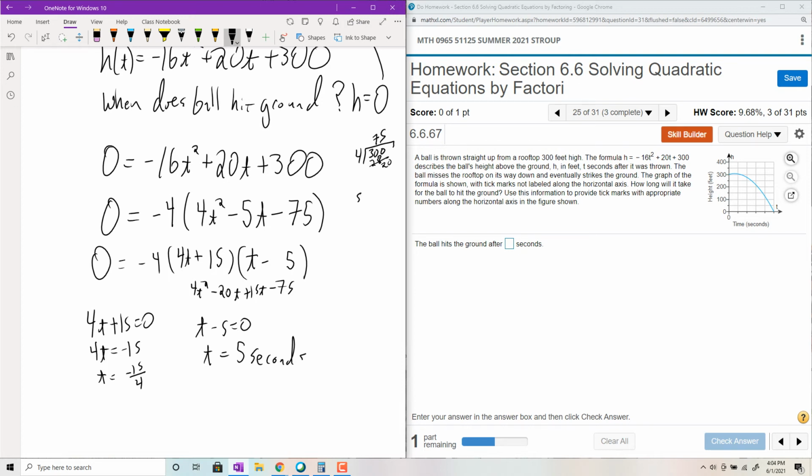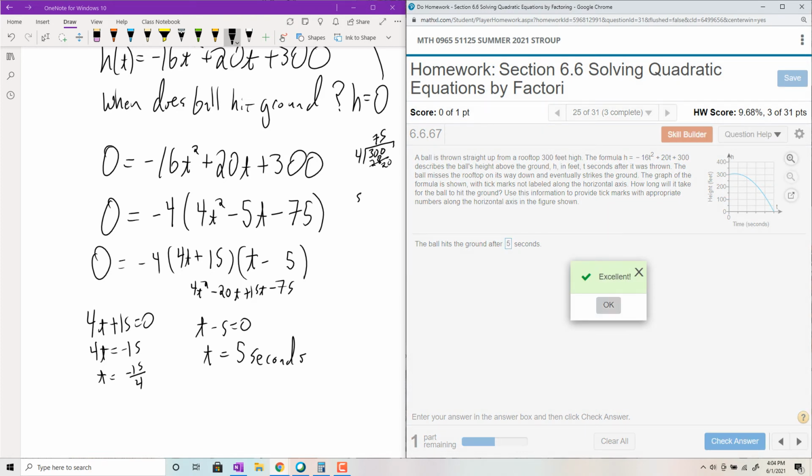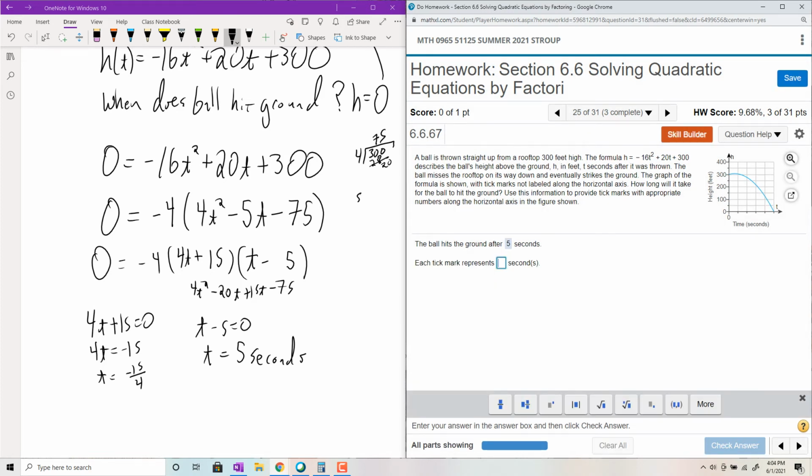Sorry about all the... If I take any shortcuts, I always end up paying with a little mistake. Anyways, each check mark on the graph, because it's 1, 2, 3, 4, 5, each one has to be 1 second.